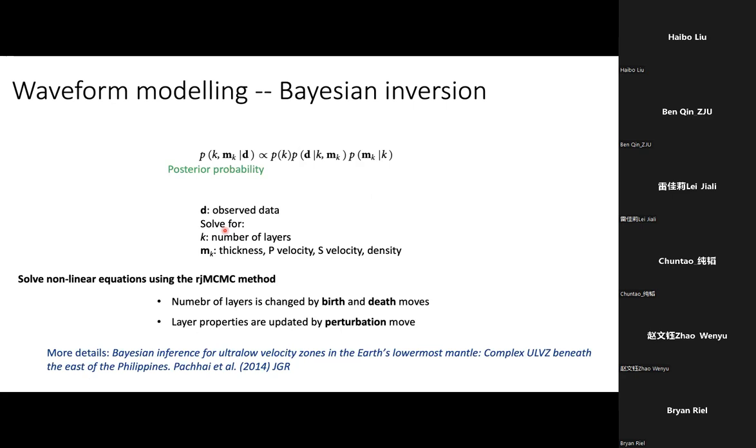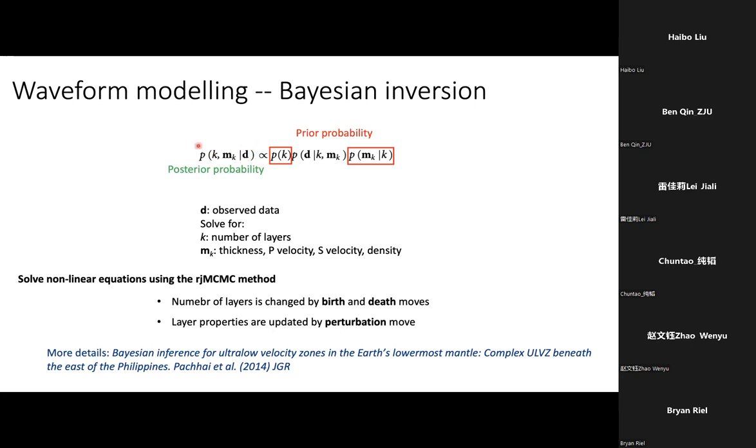In this study, the authors used an improved approach based on Bayesian inference to do the inversion for modeling. The Bayesian inference is closely related to Bayes' theorem. Essentially, the term on the left-hand side of the equation is a posterior probability, which is the probability of getting a model M given the observed data D.